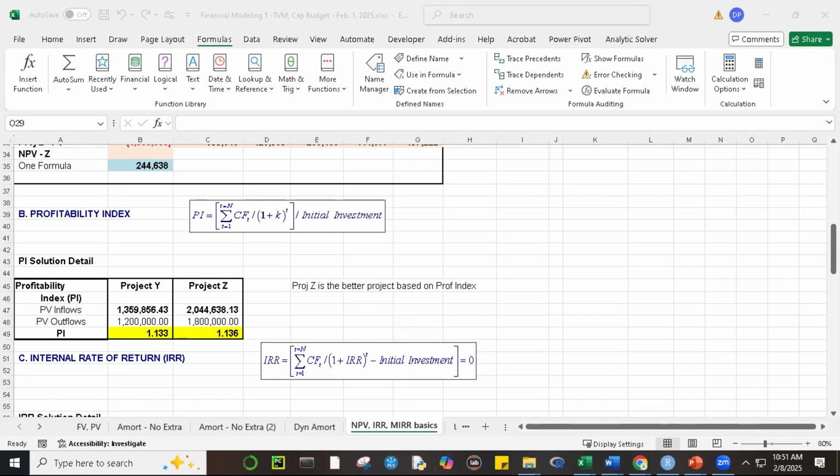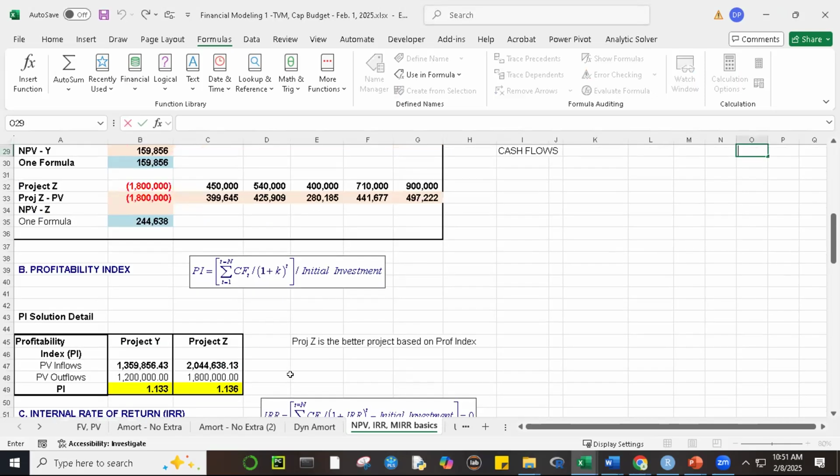Now for Profitability Index, for example, this 1.133 actually is 1.133 divided by 1. And this 1.136 is also 1.136 divided by 1. I mentioned to you about comparing them. Now their denominators are 1, which means their initial investments are both pegged at 1.